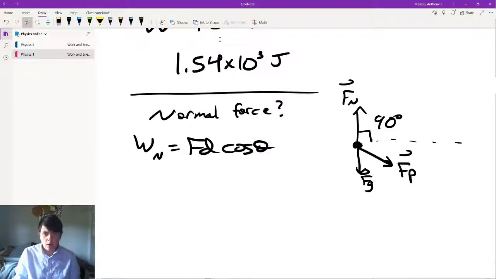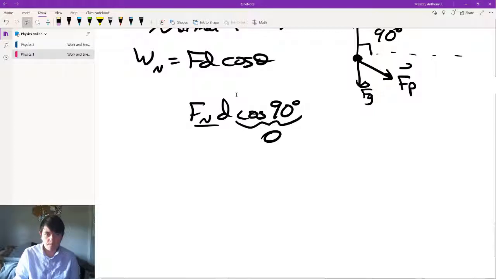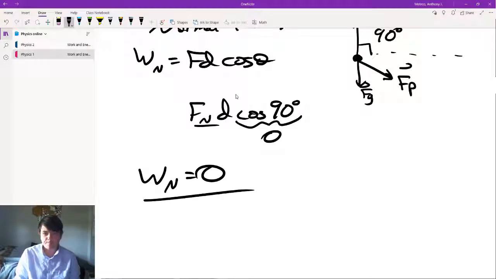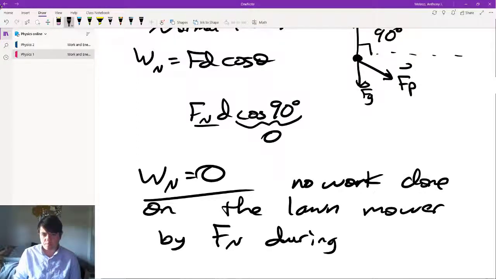And so if we do Fn, right, D cosine of 90 degrees. We don't know what the normal force is yet. It would be mass times gravity, just like before, because they're going to be equal. But this guy is 0, right? Cosine of 90 degrees is 0, because the normal force and the direction it's moving are in different directions. So the normal force actually doesn't do any work here. No work done on the lawnmower by Fn during the push.